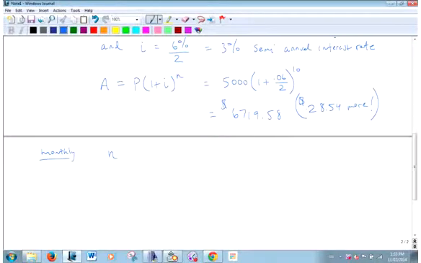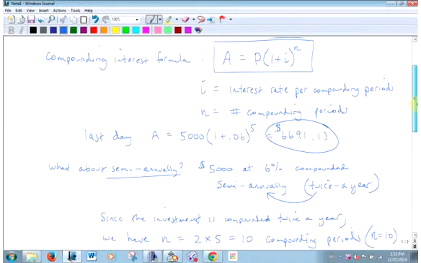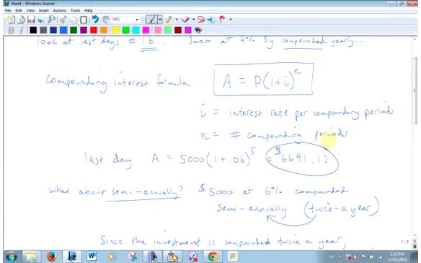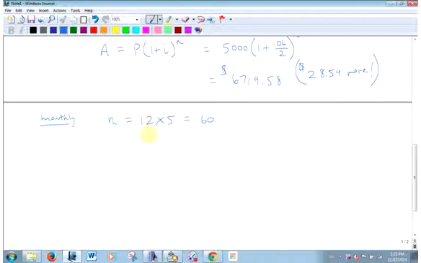Monthly. How many times a year does that happen? How many months are in a year, boys and girls? 12. N is 12. How many years was this thing for? Okay, so that's 60. What is N again? The compounding periods. 60 times this is going to compound, right? Every month for 5 years.